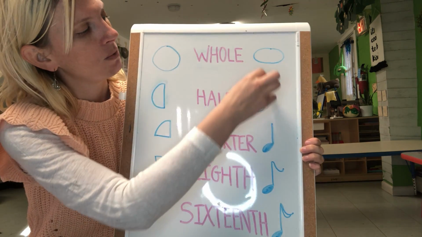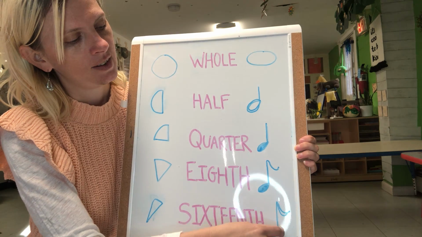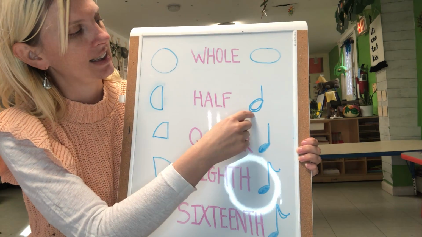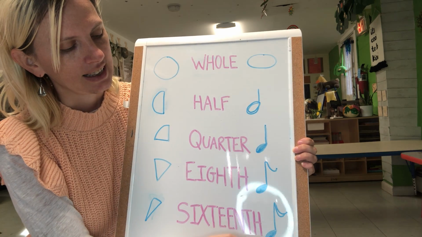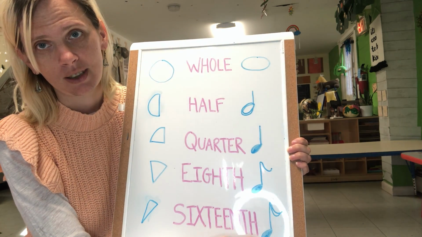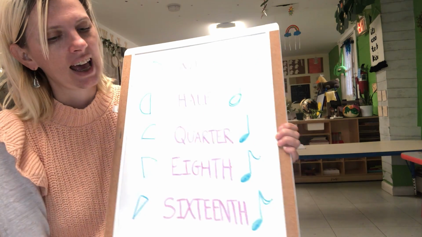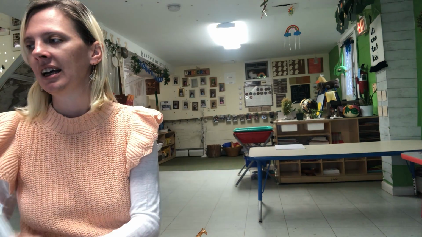And this is how the musical notes look. So this is a whole note, this is a half note, this is a quarter note, this is an eighth note, this is a 16th note. And musical notes can jump, they can leap, or they can stay the same.